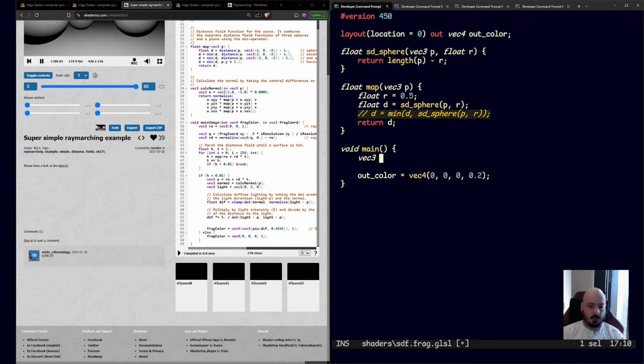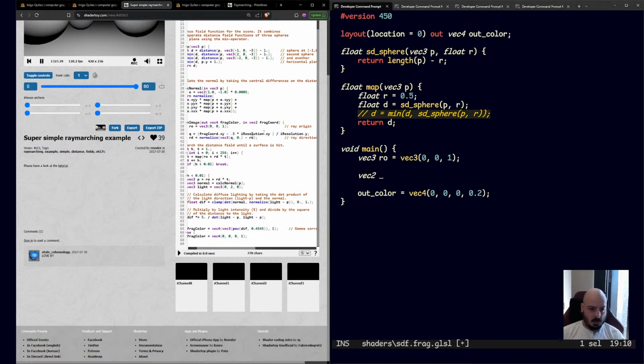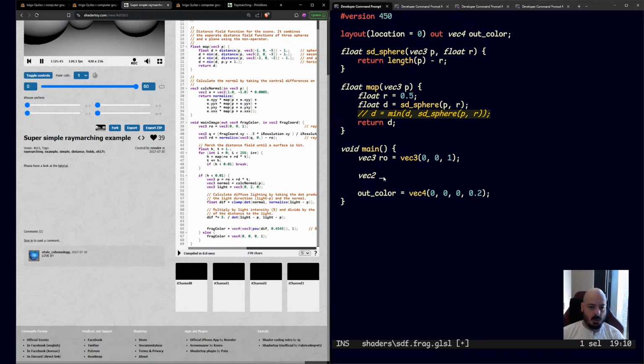Vec3. I'll use the nomenclature that everyone uses for this stuff, I suppose. 001. I don't know what Q is. This is actually the UV coordinates, I believe. So I need to get those myself.